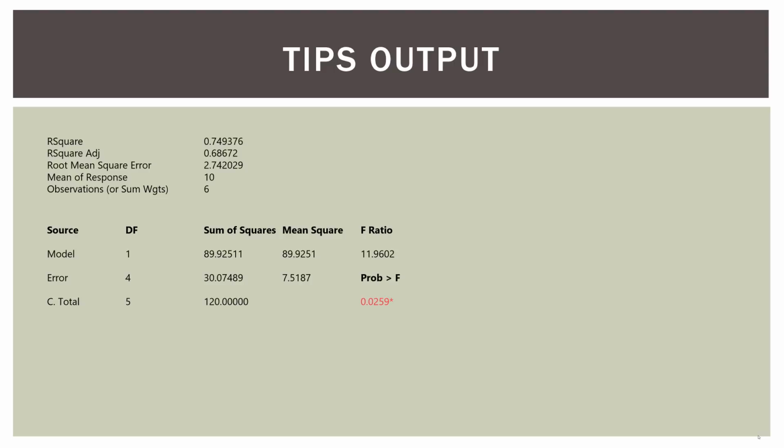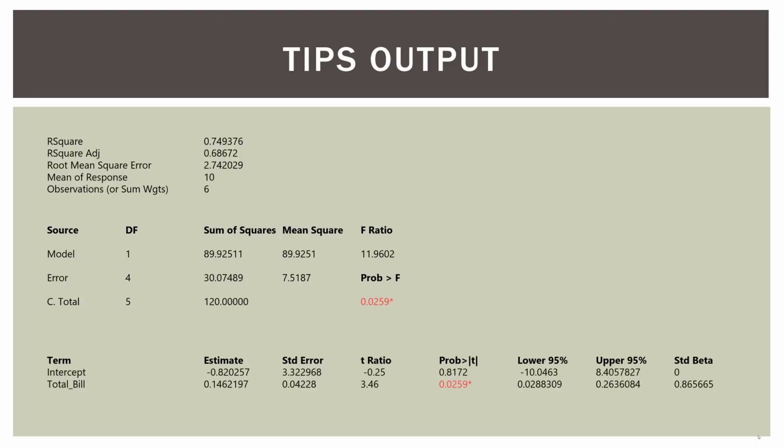So here we actually have what I call the ANOVA table. We have all of our sum of squares, total sum of squares, model sum of squares, error, mean square, and the F ratio. And then of course our statistical test for the model, which in this case is 0.0259. That is significant because we usually have a threshold of 0.05. And then we have some more. And here we have our terms, our estimates, and things like that. And this is kind of where we're getting at in this video.